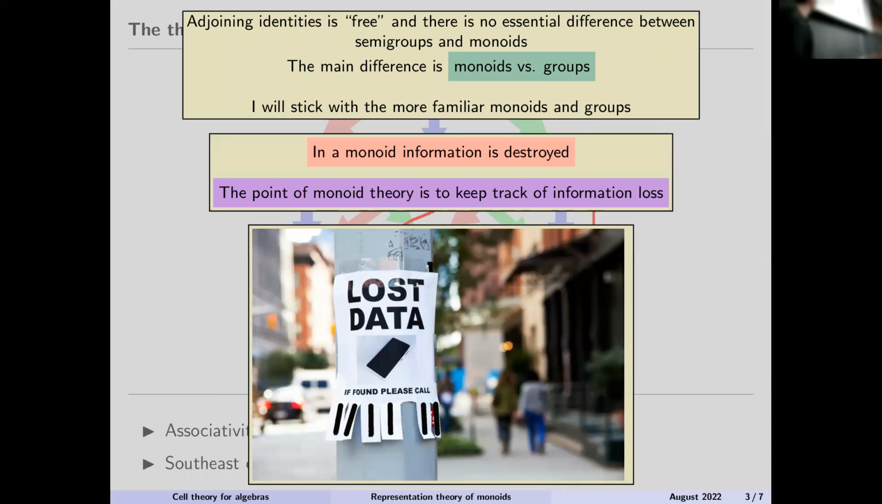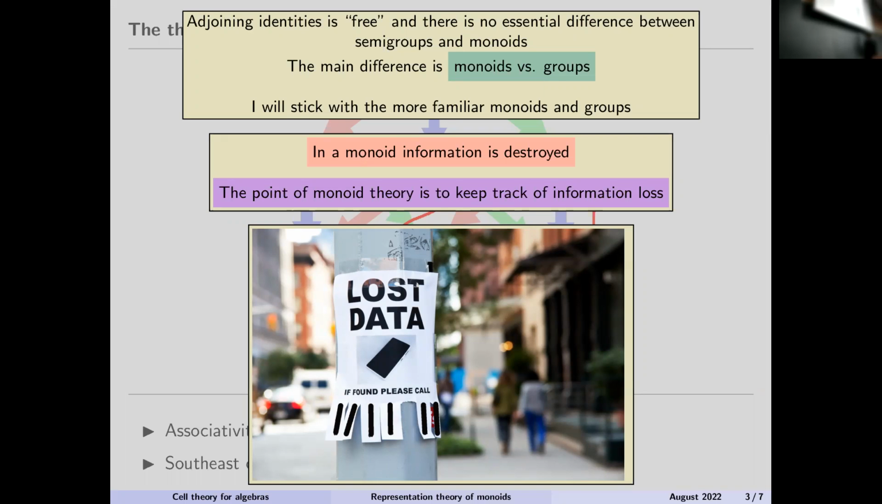Anyway, the whole point of monoid theory, and now I'm running into the problem that the little bar upstairs is in the way. Okay, so nothing is perfect. So the whole point of monoid theory is to keep track of data loss. If you think about a group, multiplication in the group is always kind of vertical.